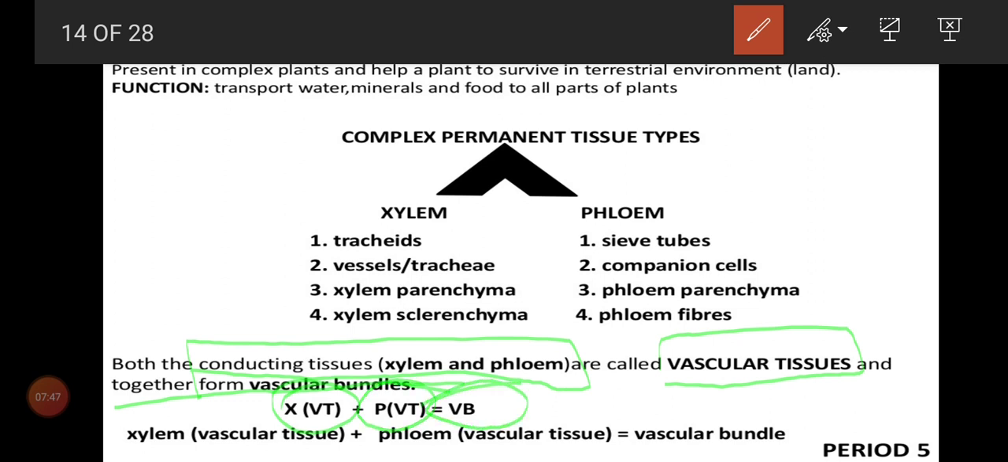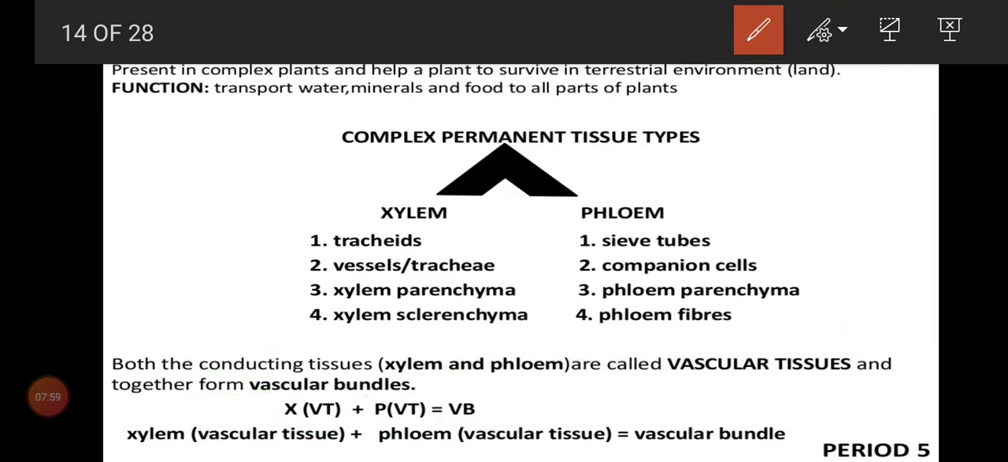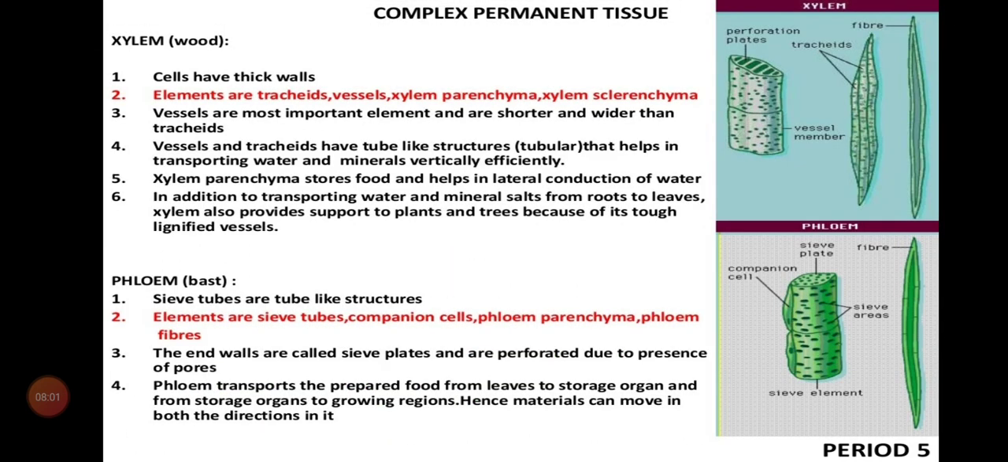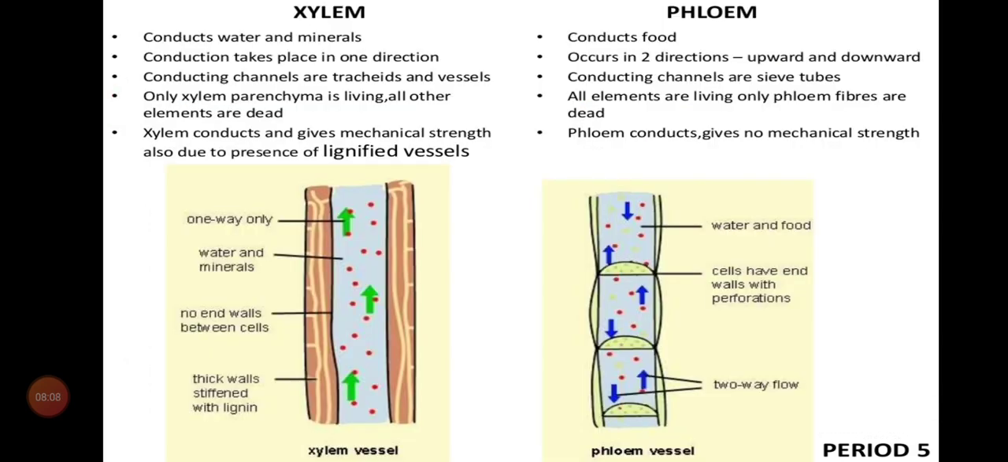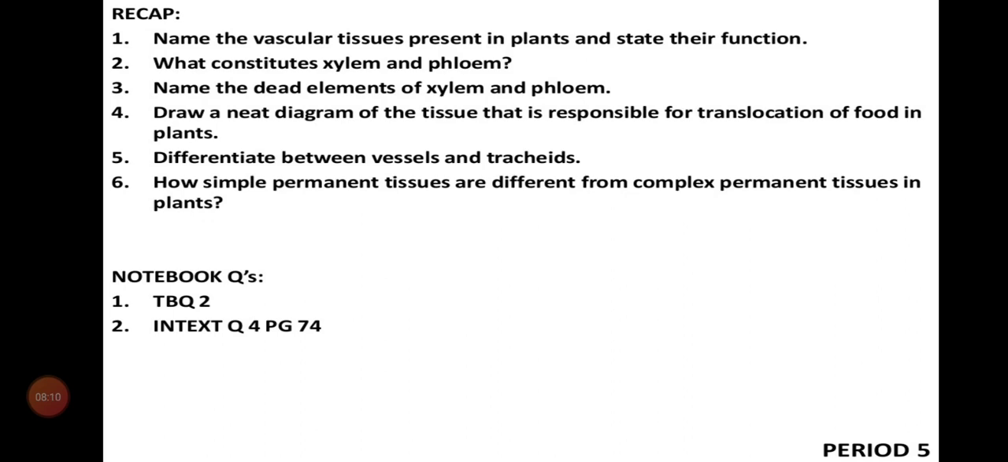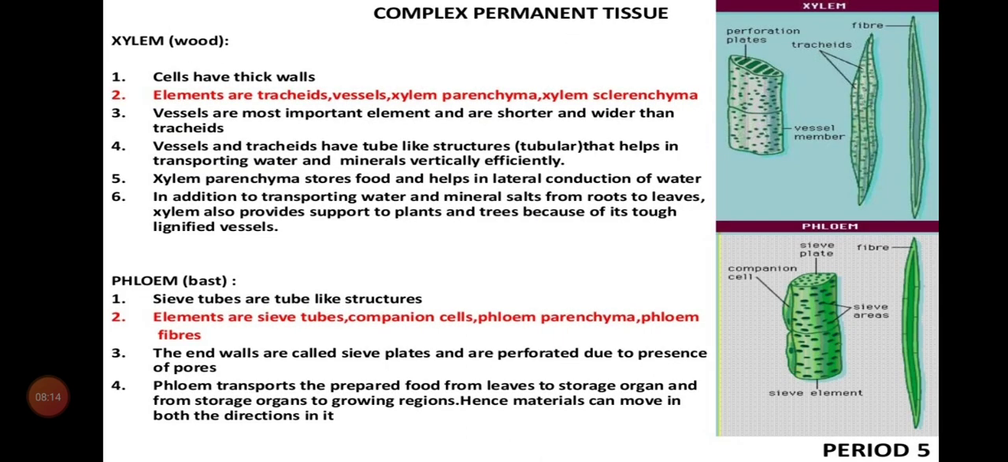Is that clear? Xylem vascular tissues with all four types, phloem vascular tissues with all four types, together only we can call it a vascular bundle. Is that clear, children? So next we'll move on to the next slide. Now I'll explain xylem and phloem, then it will be easy for you to understand. Only 2 slides, children, only 2 slides will finish today.